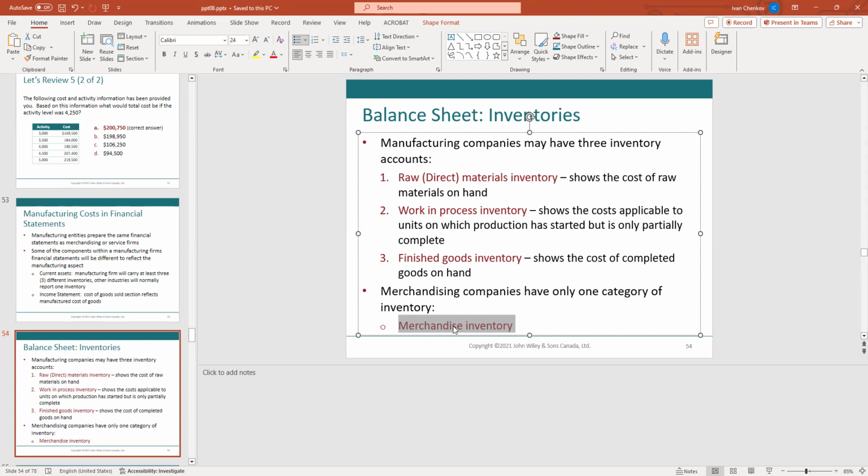That's why a merchandising company has only one inventory account, which is related to the goods that they're buying and selling. A manufacturing company is going to have three inventory accounts. One is for the raw material. The second one is for the goods which are neither raw material nor finished goods, or somewhere in the process. That will be work in process. And once the process is complete, we're going to have the third inventory account, which is the finished goods inventory.